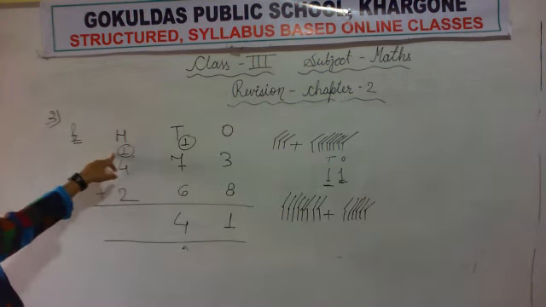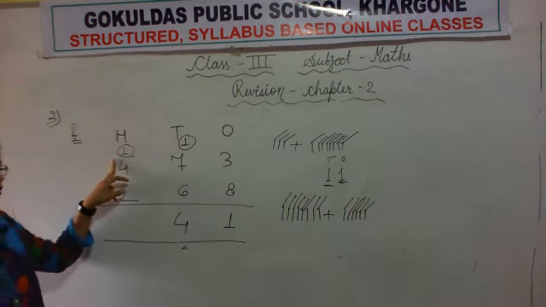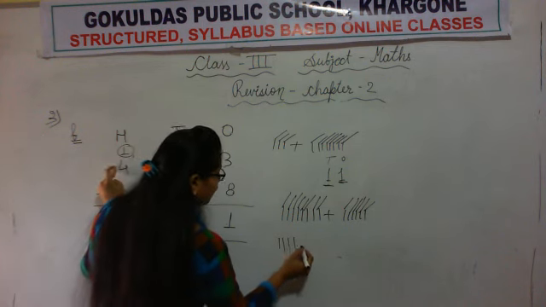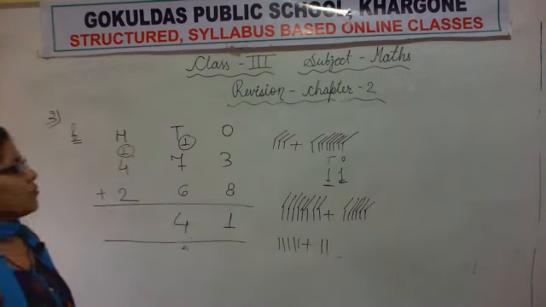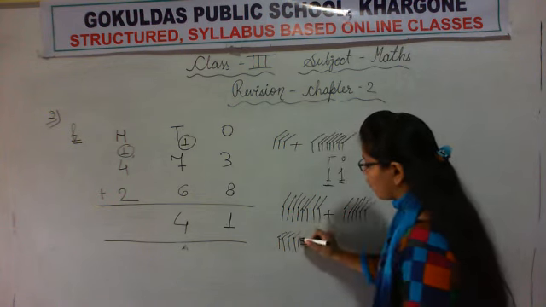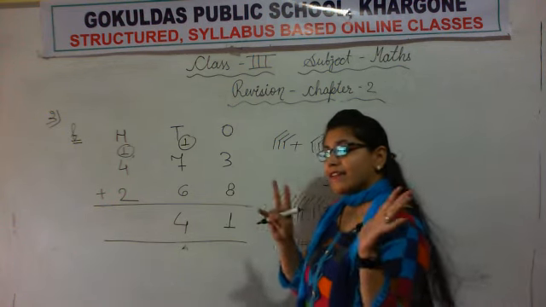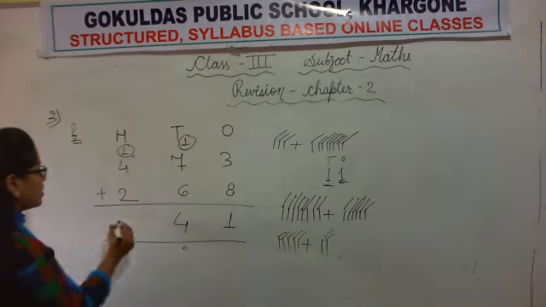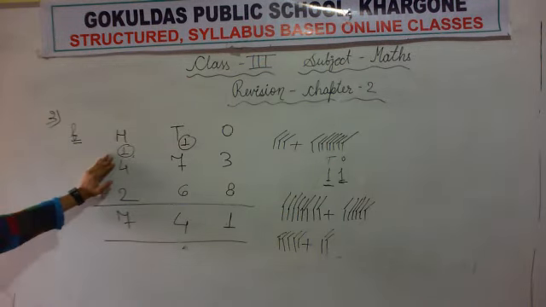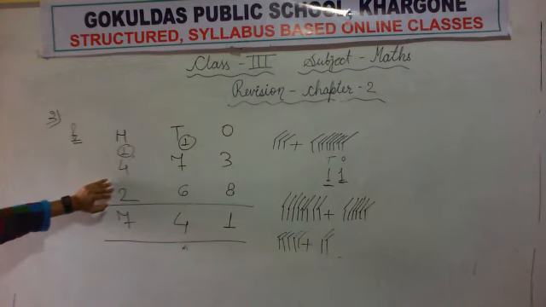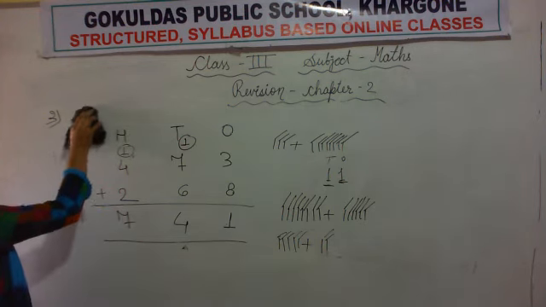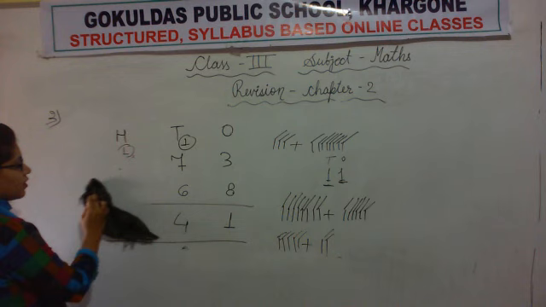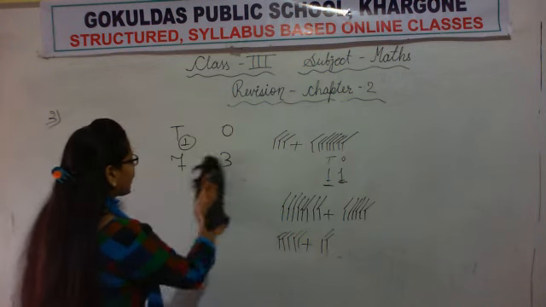So now 1. Again 1. Whenever 1 is added to any number, it gives its successor. So we will draw 5 sticks for 4 and 1. Now 2. So we will draw 2 sticks. Now let's count how many sticks. 1, 2, 3, 4, 5, 6 and 7. 7 sticks. So we will write number 7. The first number is 473, the second number is 268, and our sum is 741. Now part C is your homework, or you can solve it till I am rubbing the board.